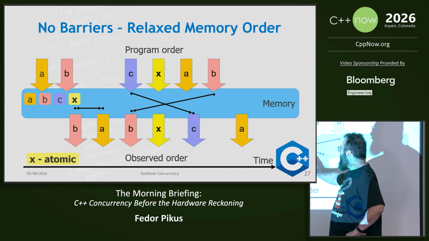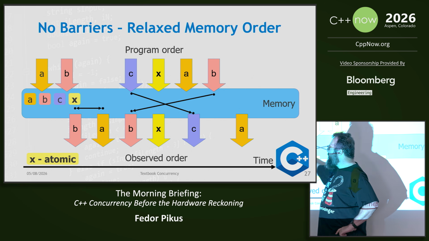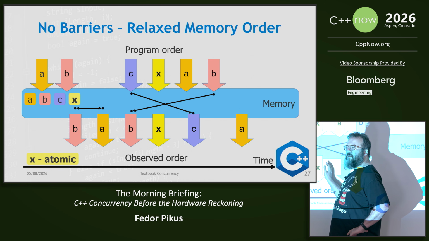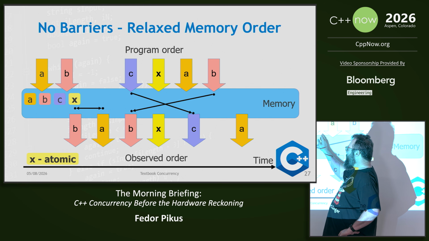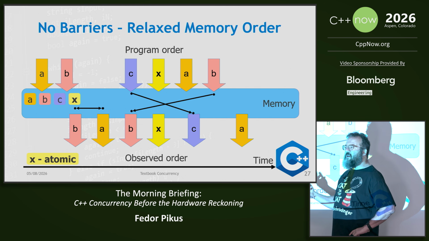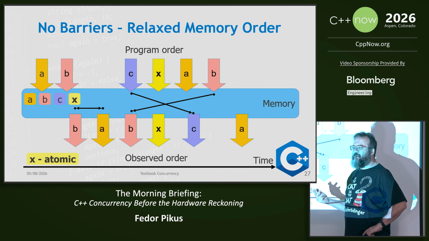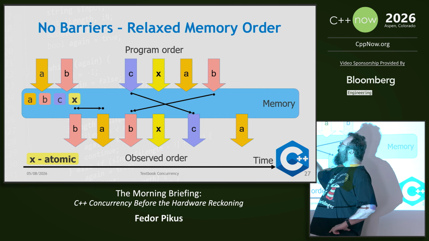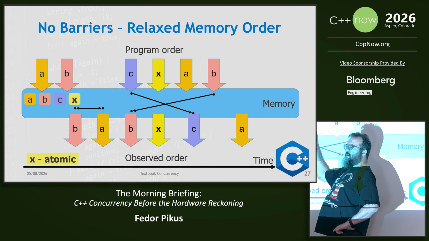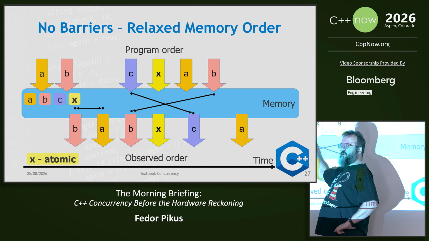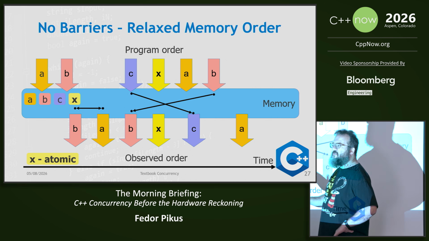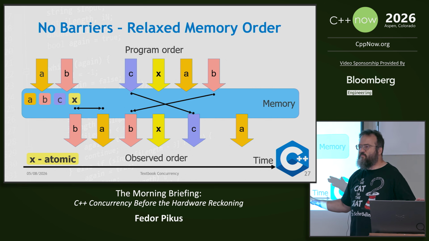At any moment in time, if you take a snapshot of memory from this thread and a snapshot of memory from this thread, they would disagree about what the memory looks like. The only thing they agree on is that at time equals 0, the X value was whatever you wrote. That's the only thing they agree on. Everything else they can disagree on.